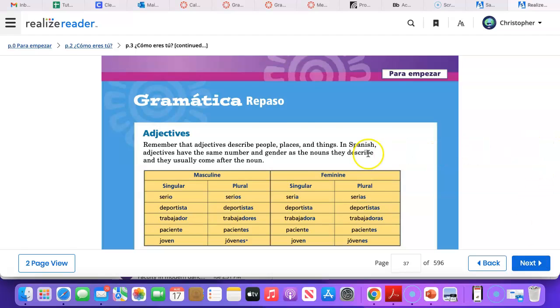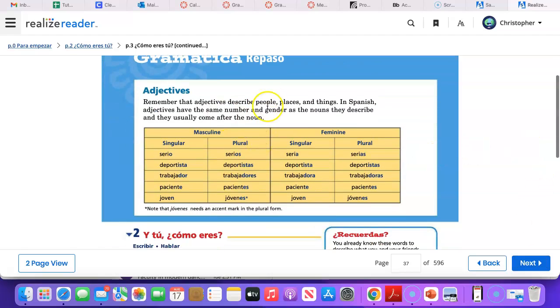So this is an adjective chart here, articulating the concept that we talked about, how adjectives describe people, places, and things, in other words, nouns, and they need to agree with nouns in terms of gender and number. And you can see that articulated here on this page. Masculine singular nouns ending in O, masculine plural nouns ending in S, ES or OS, and the same for feminine nouns. Feminine singular ending in A, and feminine plural ending in AS, for the most part.